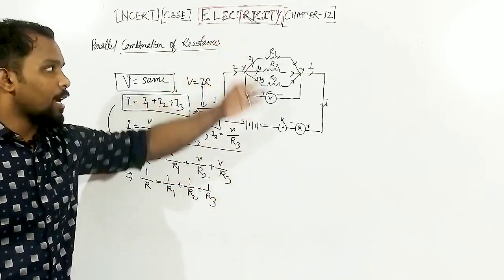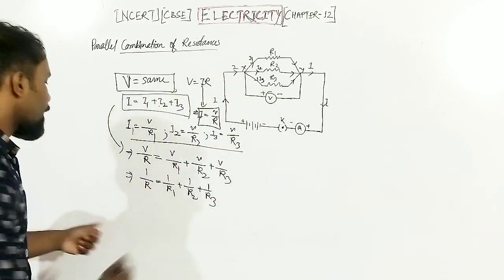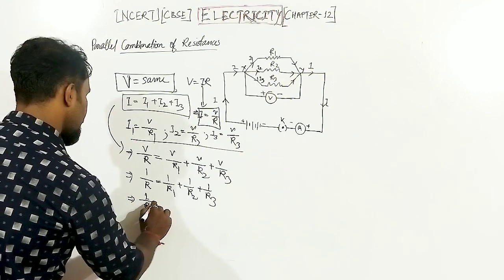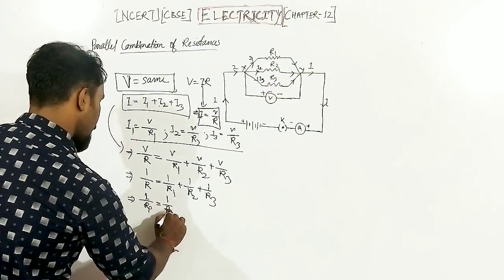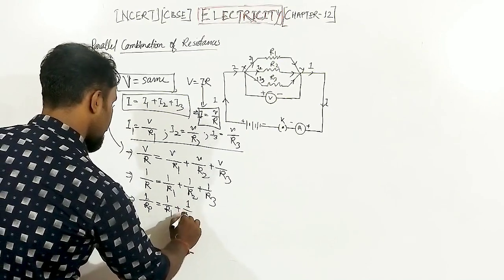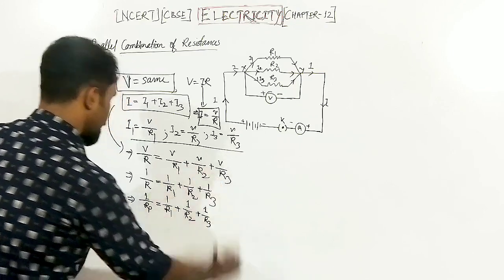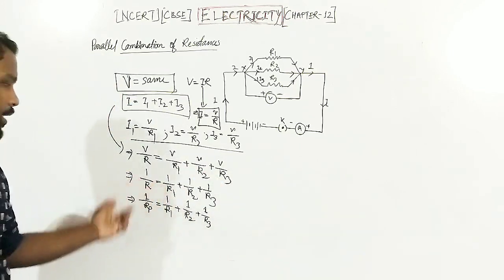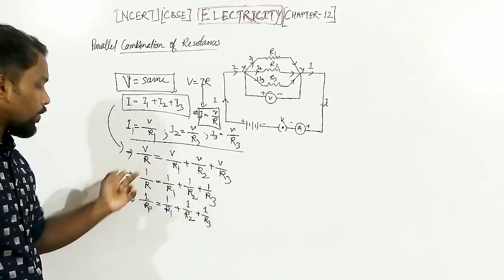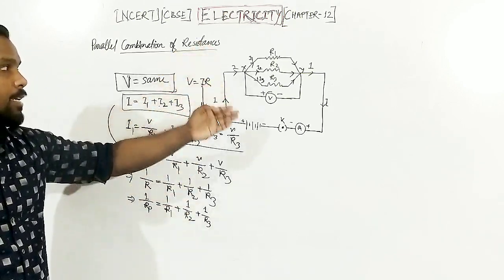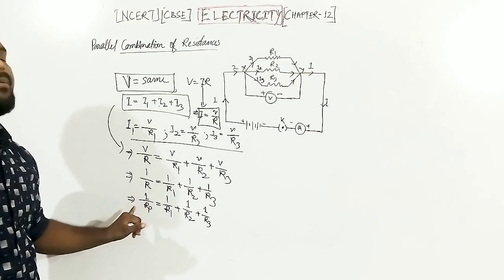Since all the resistors are connected in parallel, we are going to represent it by RP. That means 1 by RP is equal to 1 by R1 plus 1 by R2 plus 1 by R3. So this is the equation which is going to give us the equivalent resistance when the resistances are connected in parallel. That's why it is represented by 1 by RP.